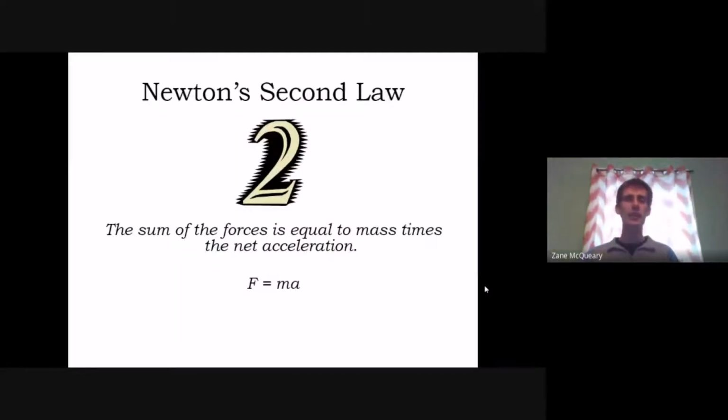Newton's second law is one equation. The sum of all your forces, when you add them up, is equal to mass times the net acceleration of the system. Now, an easier way of saying that is F equals ma.